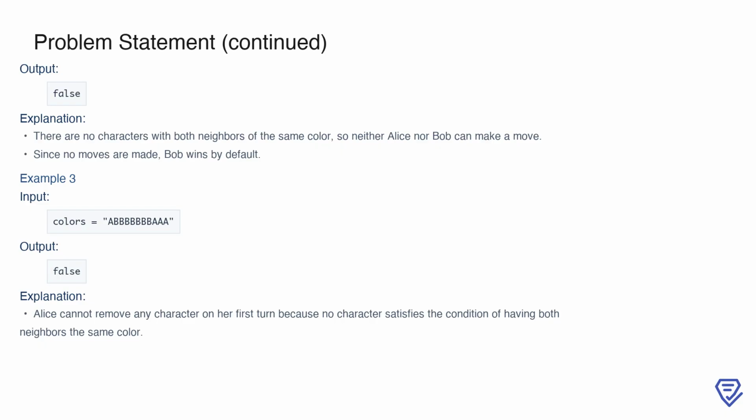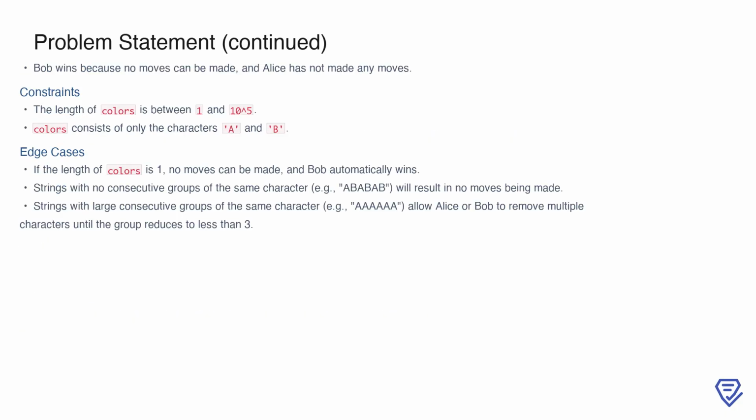In the third example, we have the input string colors equals ABBBBBBBAA. Here, Alice goes first and can remove no A, because no A has both neighbors the same color, as there are no groups of 3 consecutive A's. Since Alice is unable to make a move, the game ends, and Bob is declared the winner. Bob wins because Alice did not make any moves during the game.